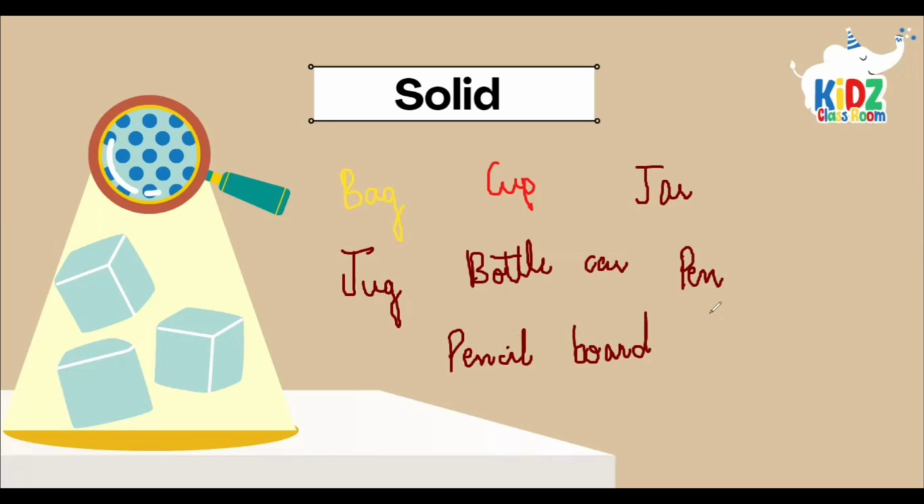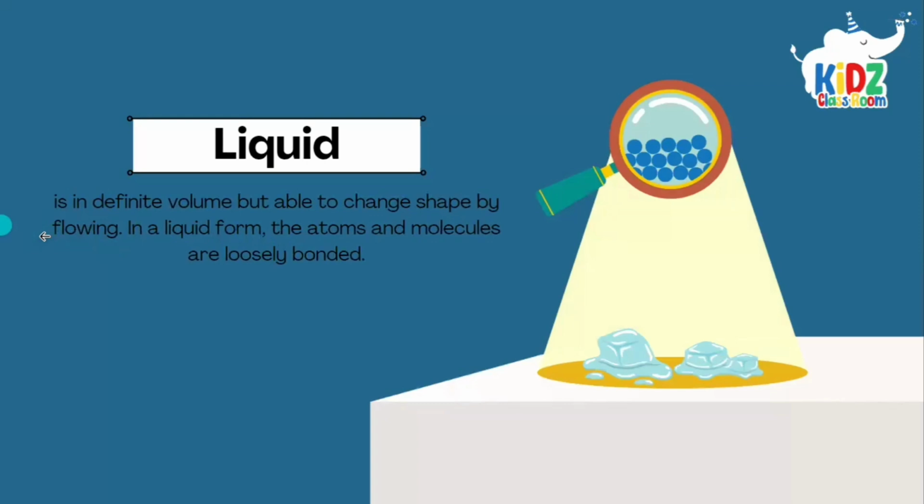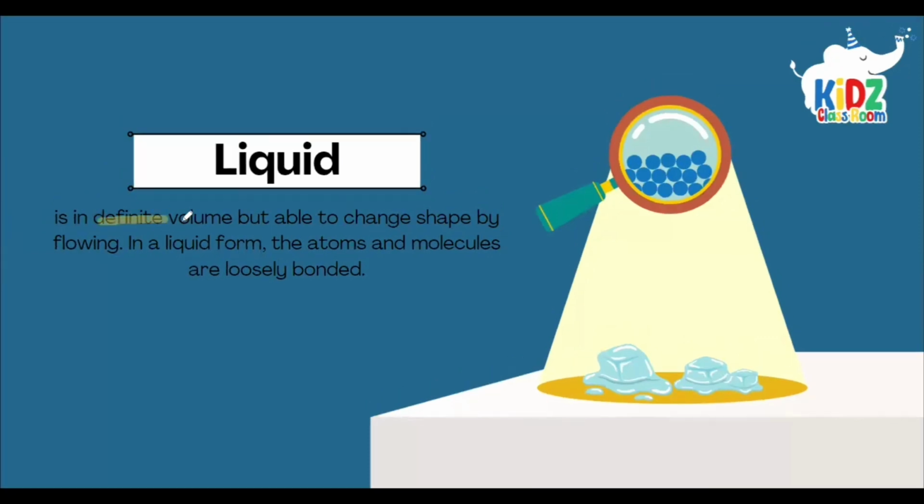So this was all about solids, and now we are going to learn about liquids. So what is a liquid? A liquid has indefinite volume but is able to change shape. How? By flowing. So this is the first difference between solid and liquid. Were solids able to change their shape? Were they able to have the shape of their container? No. But liquids are able to change shape by flowing.